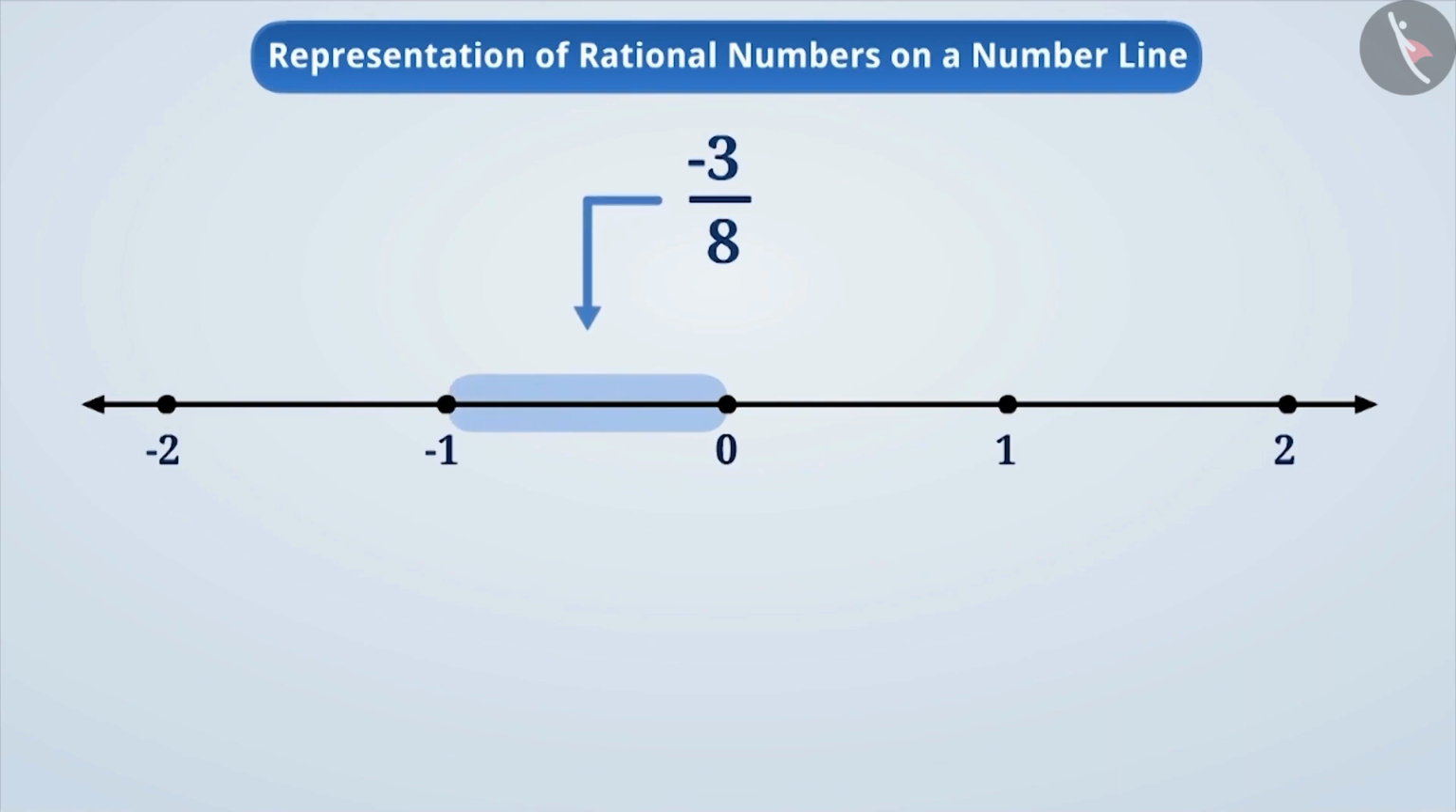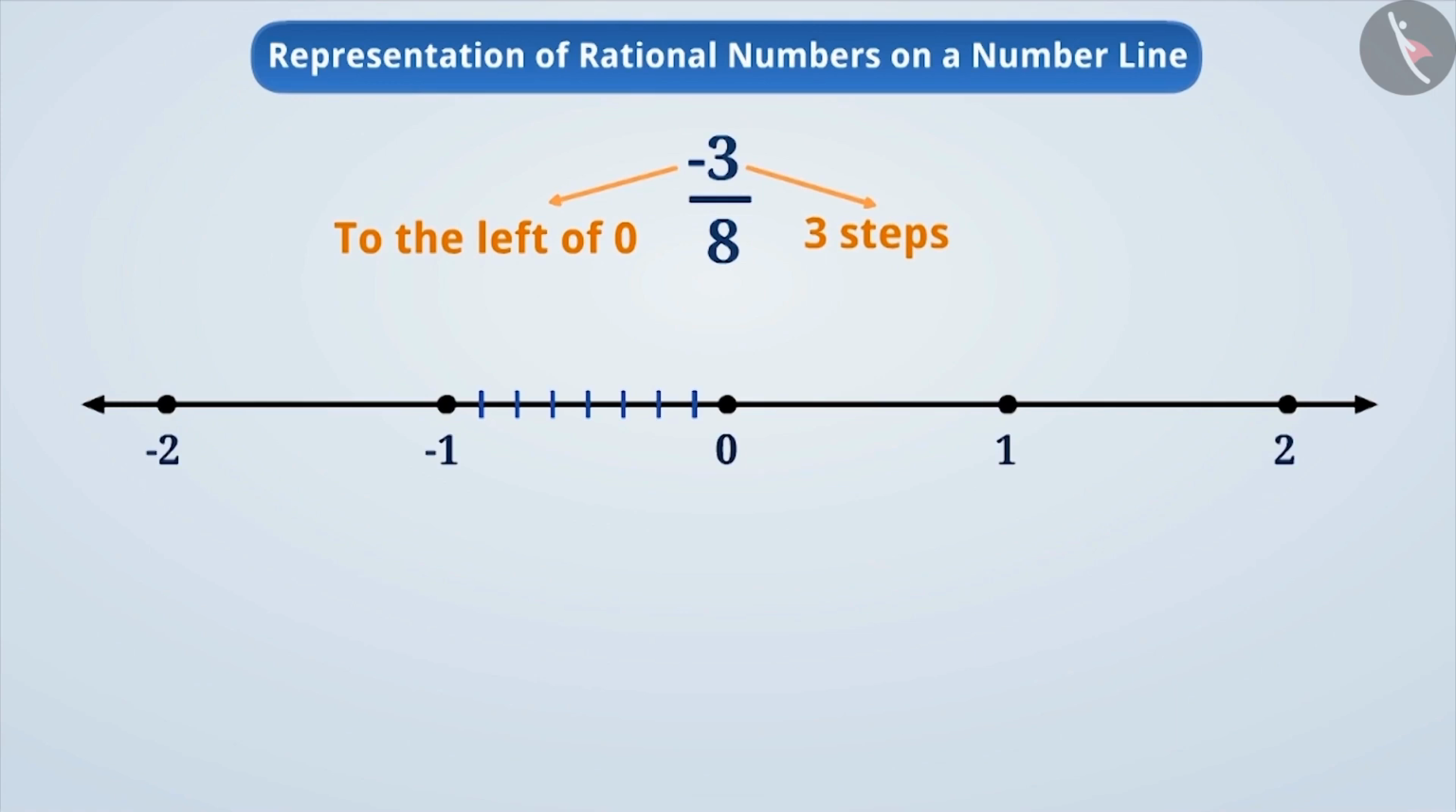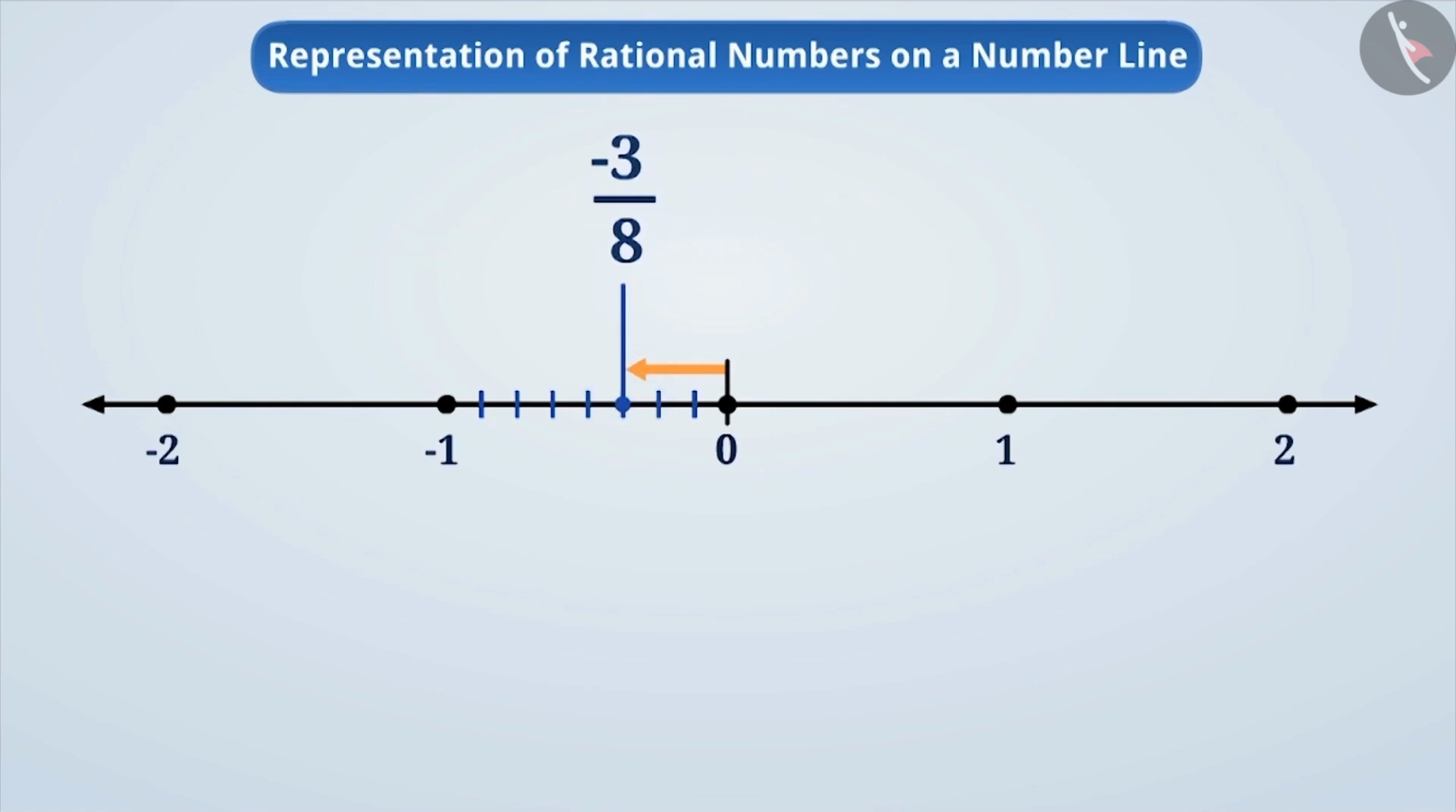Now we see that this rational number's denominator is 8. Therefore, we will divide the distance between 0 and minus 1 into 8 equal parts. The numerator of the rational number is minus 3. Here the minus sign shows that we have to move to the left of 0 and 3 shows that we have to move 3 steps. In this way, we will move 3 steps to the left of 0 for minus 3. When we do this, the point that we will reach will be minus 3 by 8. This is how we represent minus 3 by 8 on the number line.